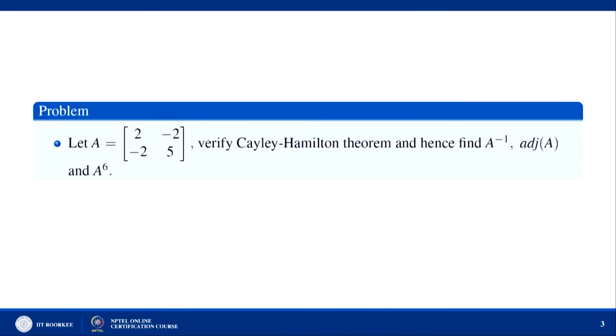So, suppose we are having this problem now, matrix A. For simplicity, we have taken an example of 2 cross 2. Similarly, we can go for 3 cross 3 or higher orders. Now, let us suppose A is this matrix. We have to verify the Cayley-Hamilton theorem and hence find A inverse, adjoint of A and A raised to power 6. Now, what is A here? A is 2, minus 2, minus 2 and 5.